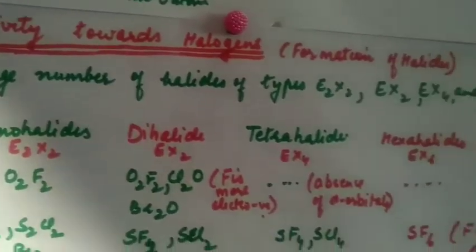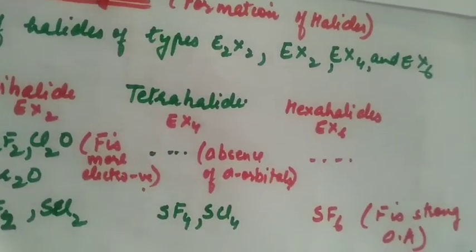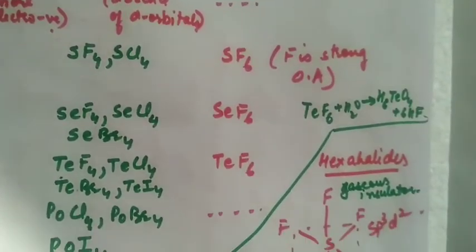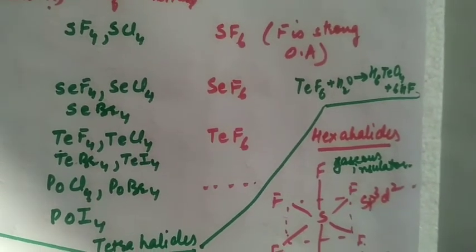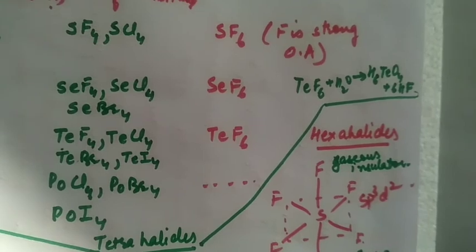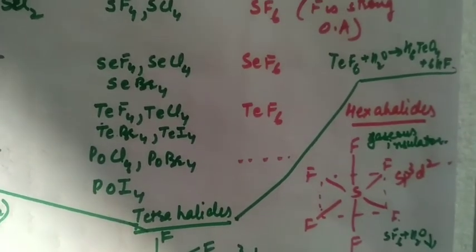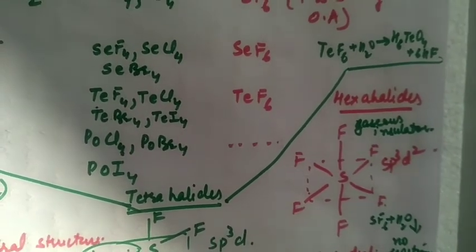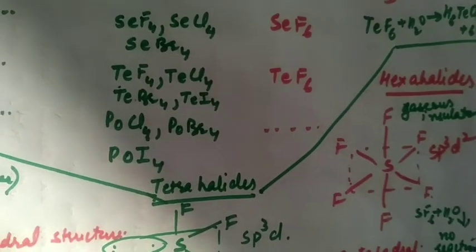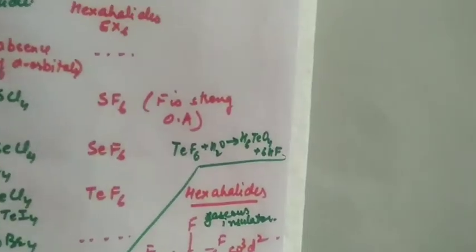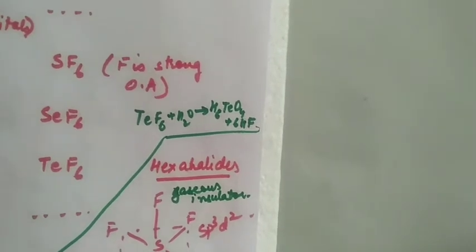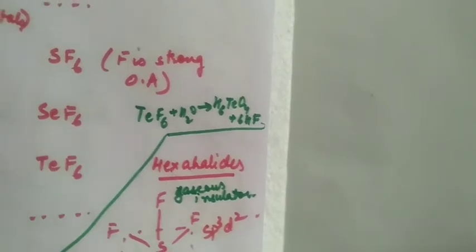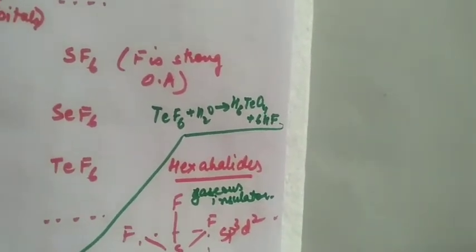Oxygen cannot form tetrahalides or hexahalides because of the absence of d orbitals. Sulfur forms tetrahalides SF4, SCl4. Selenium forms SeF4, SeCl4, SeBr4 but no SeI4. Tellurium forms TeF4, TeCl4, TeBr4, TeI4. Polonium forms PoCl4, PoBr4, PoI4 but no PoF4. Hexafluorides are formed by sulfur, selenium and tellurium. Only fluorides are formed because fluorine is a strong oxidizing agent and can force electrons into sulfur.